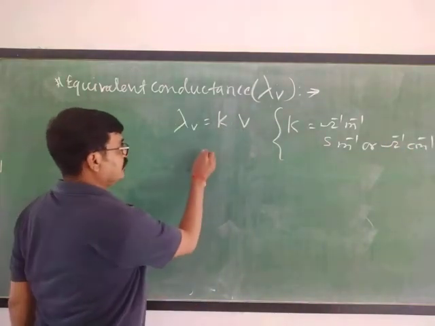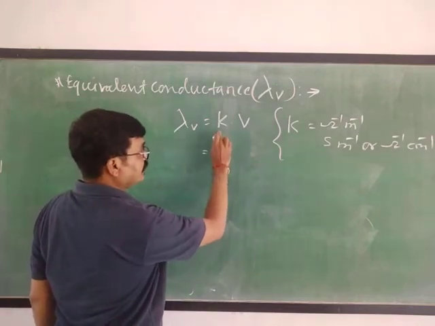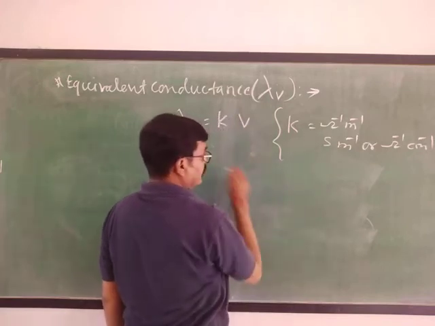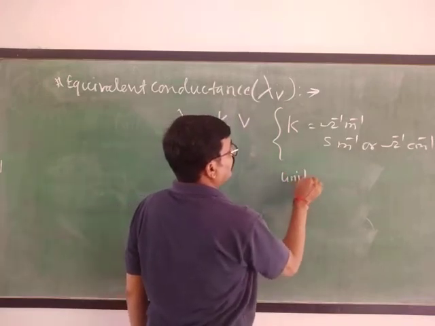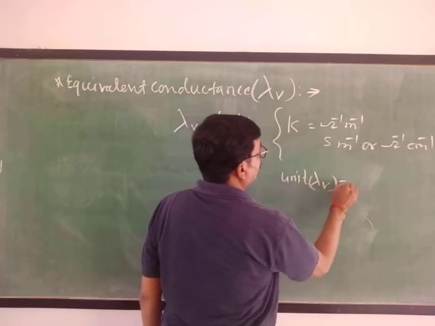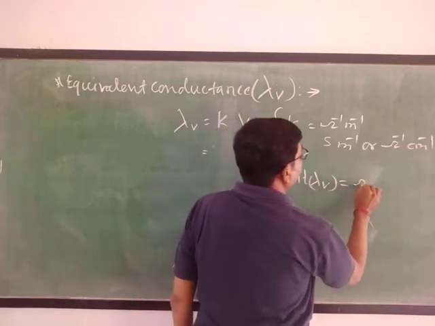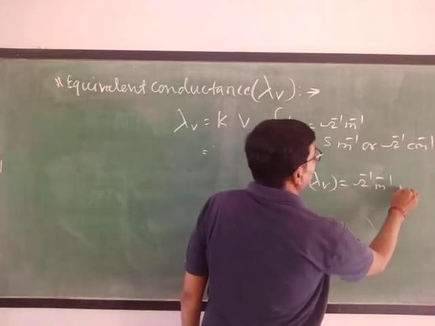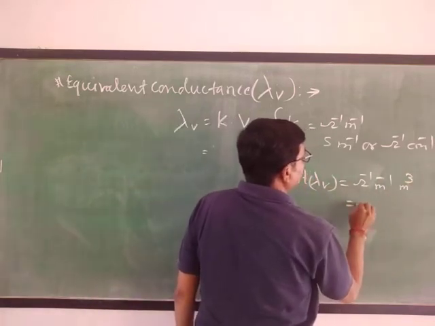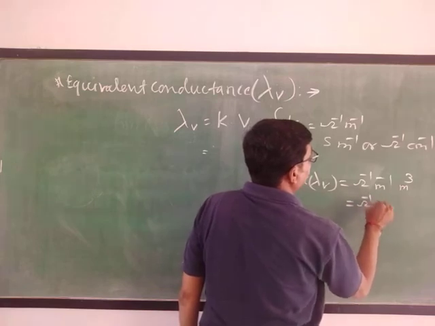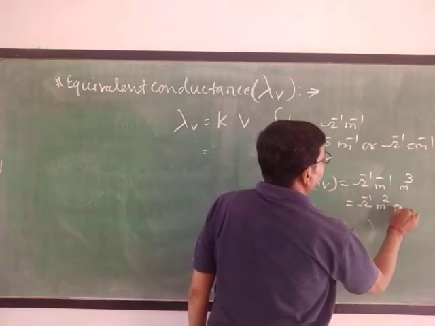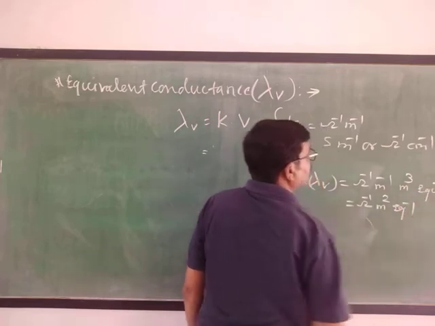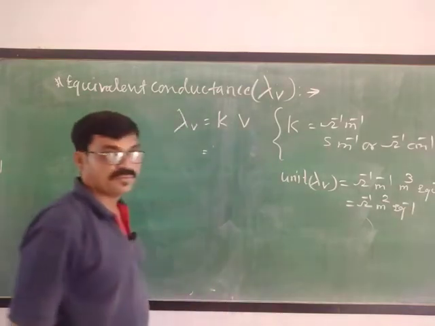Now if its unit is this one, to calculate the unit of lambda V, multiply the unit of kappa by V, meaning volume, that is meter cube. That's why the unit becomes ohm inverse meter square per equivalent. Getting it? This is the unit of lambda V.